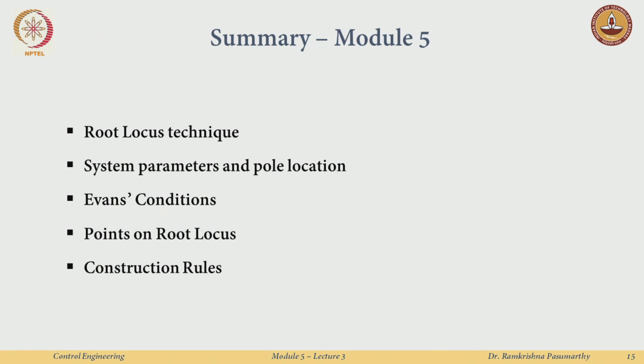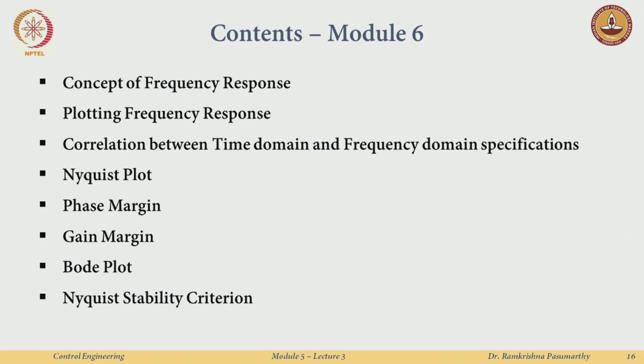So to summarize module 5, we have learned construction rules for the root locus techniques. We also know now when the system goes to instability, and next when we meet, we'll do lots of things on the frequency response of the system. Now we were interested in what happens when gain goes from 0 to infinity. We will see what happens with changing frequency, right. So that we will do in the next module.